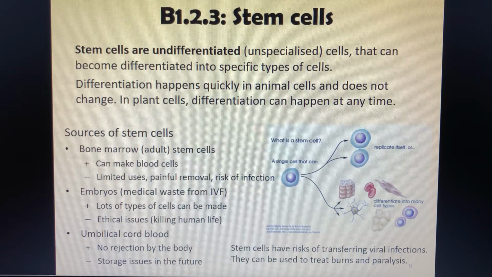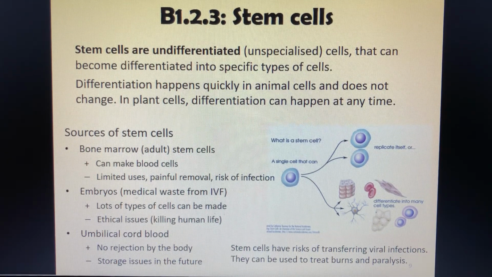However, it's painful to remove those stem cells. You've got to drill into the bone. There's a risk of infection in the cut, and they only have limited uses. There's only a few different types of cells that we can get from bone marrow stem cells.